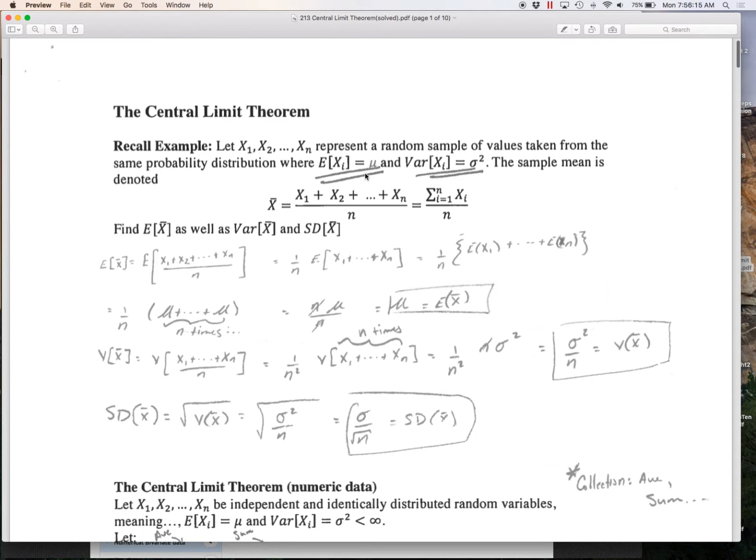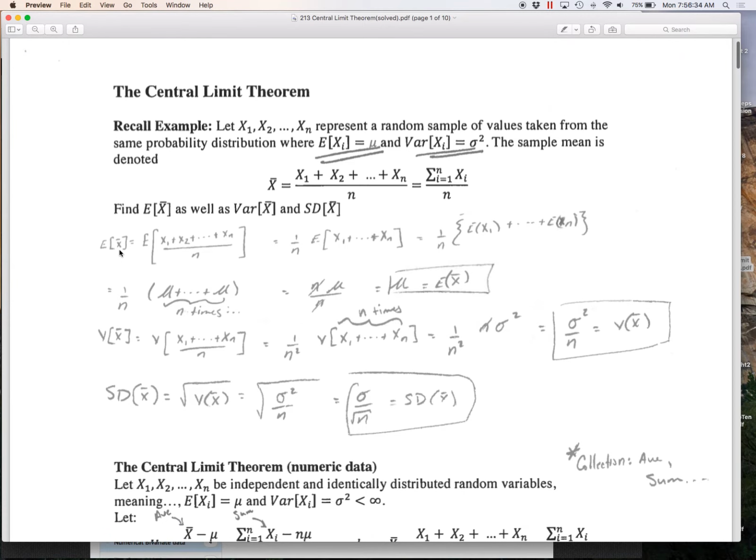Okay, so let's take a look at the central limit theorem. So first, some math. The central limit theorem says that x bar, or the sum of x divided by n, no matter what the distribution of the individual x's, x bar will be normally distributed. Okay, so let me show this.